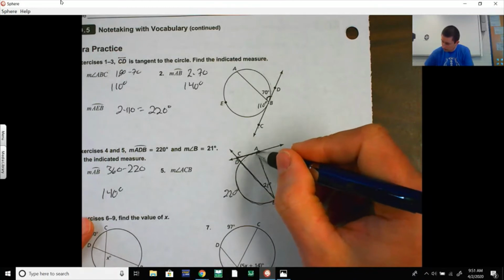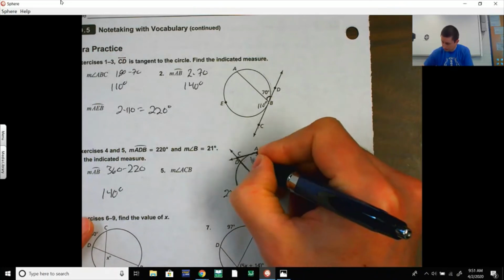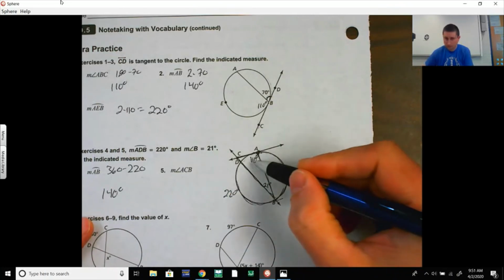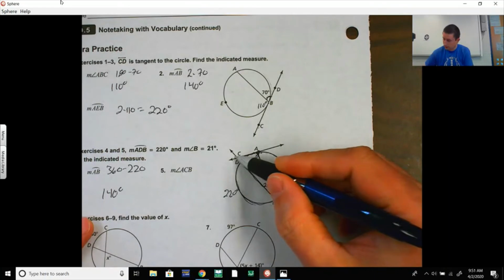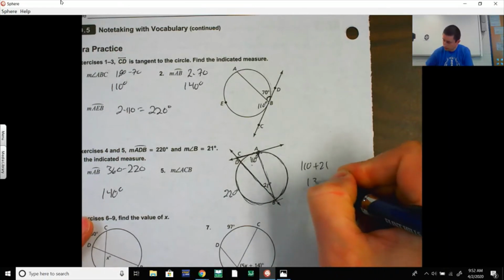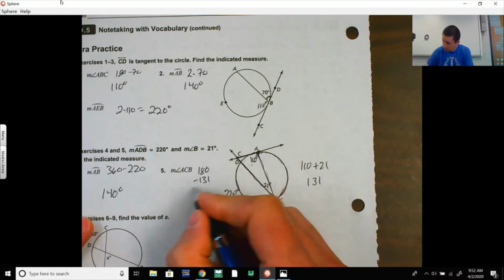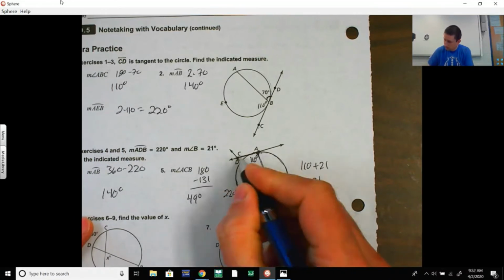What I would do is I would look at this angle here. This is on the circle, so we know if this is 220, this has to be 110. So that angle has to be 110. Now you have a triangle. 110 and 21 is 131. So we're going to take 180 minus 131, and we'll get 49 degrees. That's how I would do that one.